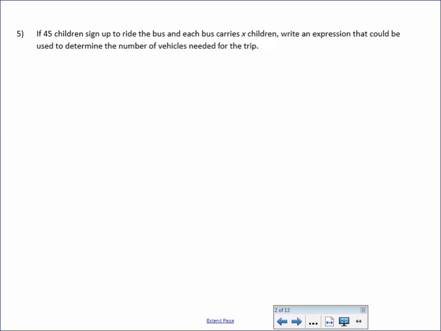If 45 children sign up to ride the bus, and each bus carries X children, write an expression that could be used to determine the number of vehicles needed for the trip. So we know there's 45 kids. So if there were 10 kids we could put on a bus, we would divide by 10. We don't know how many kids fit on a bus, though, because it's X. So it would be 45 divided by X.